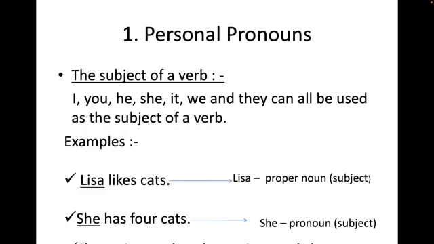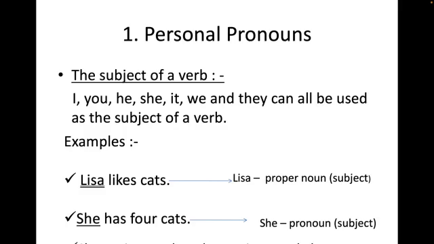But let's start with the subject of a verb in personal pronouns. The pronouns I, you, he, she, it, we, and they can all be used as a subject of a verb. For example, you might say Lisa likes cats, where Lisa is the proper noun or the subject. But if we've already used Lisa in the previous part of the paragraph, we might want to change Lisa's name out for she. She has 4 cats. She, being the pronoun and used as a subject, would be correct.